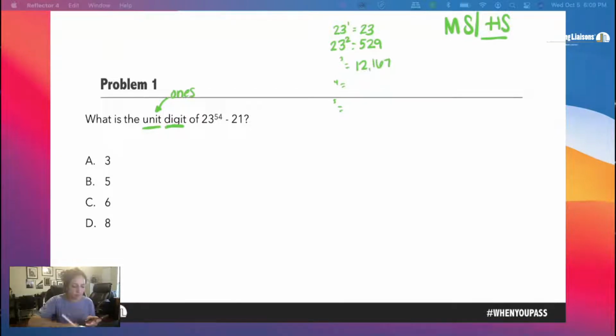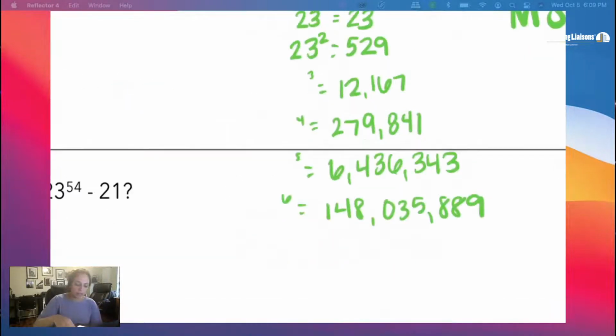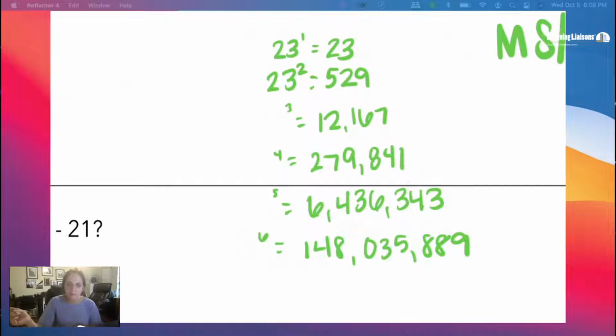12,167, 279,841, 6,436,343, and to the sixth power is 148,035,889. Is there anything you notice about a pattern in this system? The ones digit has a cycle: 3, 9, 7, 1. 3, 9, I bet you to the seventh power, it's going to be 7 and then 1.